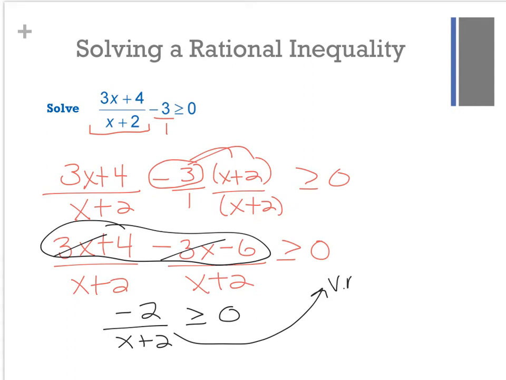Now, if I think about the graph of this rational function, we have a vertical asymptote at x equals negative 2, because a vertical asymptote is again where the denominator is equal to 0. So if you set your denominator x plus 2 equal to 0 and solve, that means that x is going to equal negative 2.